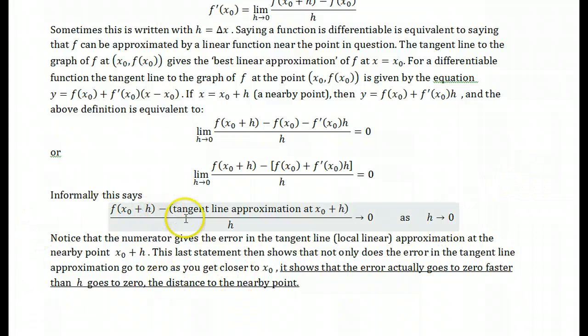Now, it doesn't just say that. The numerator is approaching 0, the denominator is approaching 0. So in order for this whole ratio to approach 0, we must have that the top goes to 0 faster than the bottom.